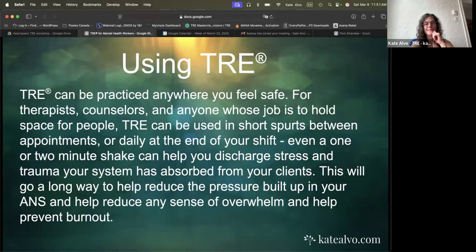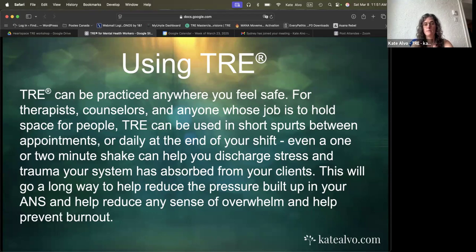So TRE can be practiced anywhere that you feel safe. For therapists, counselors, and anybody whose job it is to hold space for people, TRE can be really useful because it can be used in short spurts between your appointments, or daily at the end of your shift. Even a 1 to 2 minute shake can help discharge the stress and trauma that your system has absorbed from your clients, or from a stressful interaction with a client.